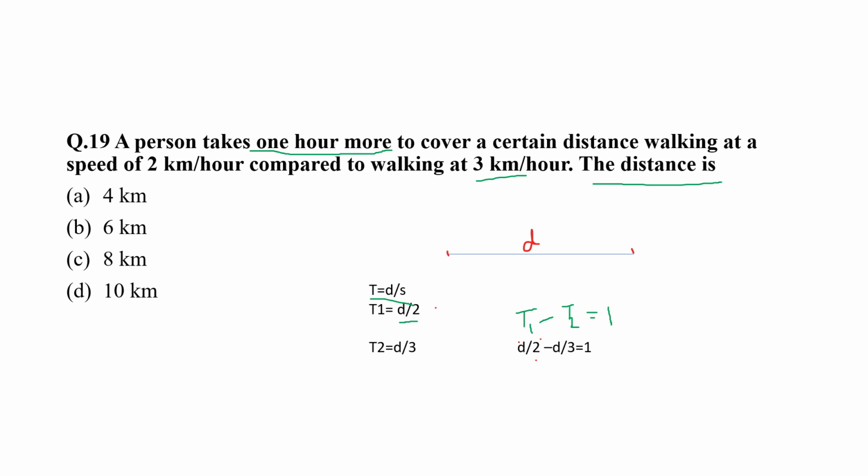So from here, put the values of t1 and t2. So d upon 2 minus d upon 3 is equal to 1. By calculating the above equation, (3d minus 2d) upon 6 is equal to 1, and 3d minus 2d is d, so d upon 6 is equal to 1. From here we can find the value of d, that is 1 into 6, the value is 6. So what is the distance? The distance is 6 kilometers. So B is the right option.